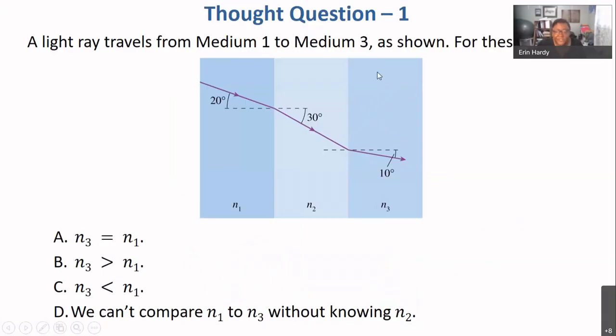So here we have our first thought question for this chapter. A light ray travels from medium 1 to medium 3 as shown. We want to figure out how we could compare the index of refraction for medium 1 to medium 3. And I can tell you that D is not correct. You can make a judgment about how 1 and 3 relate to one another without knowing a numerical value for 2. But take a second to see if you can work out which of these should be the correct answer, and then we'll talk it through like we normally do.